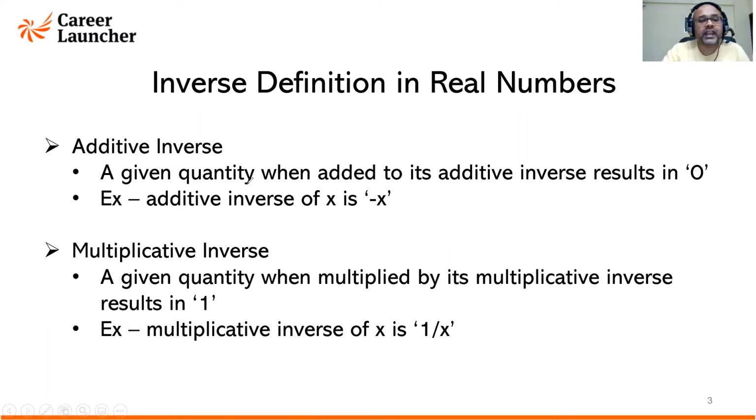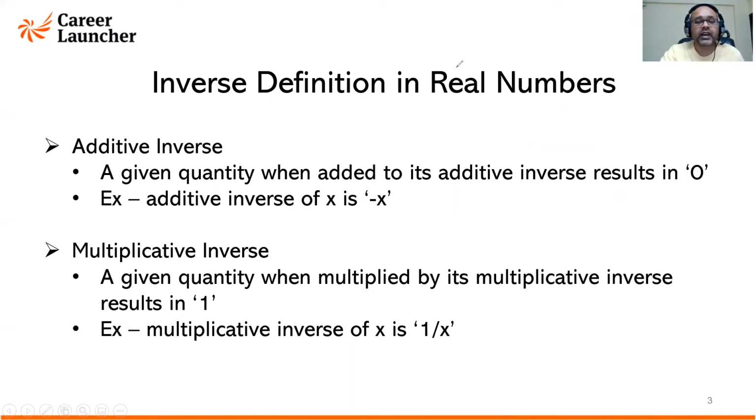Additive inverse says a given quantity when added to its additive inverse, the result is 0. So if I have x, if I add it with an additive inverse, let's say b, this is the given number, the answer should be 0. So my inverse will be minus x. So if I give you 1025, the additive inverse of 1025 becomes minus 1025. It's a no-brainer, very straightforward, right? Nothing great about it. So that is called the additive inverse.